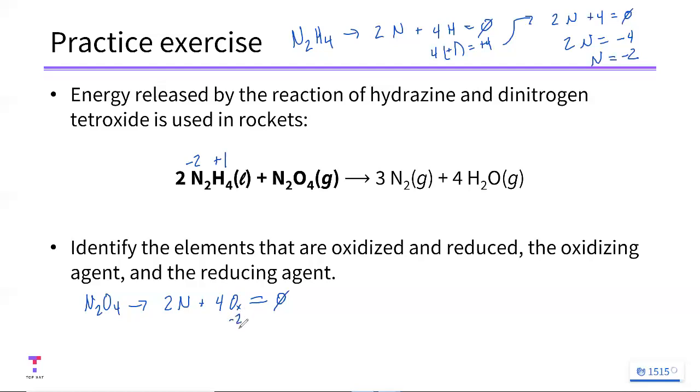Here we can fall back on the fact that we know that the oxygen is going to be -2 because oxygen is almost always -2 when it's in a compound. And so I've got 2 nitrogen plus -8 is equal to 0. Adding 8 to each side, 2 nitrogens is equal to +8, which means that the nitrogens are +4. So I've got a +4 charge on each of the nitrogens in the second reactant and a -2 charge on the oxygens.